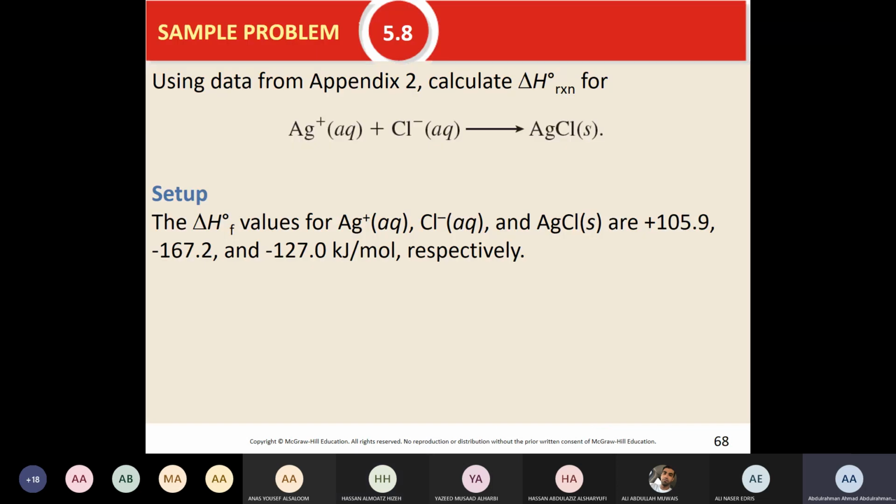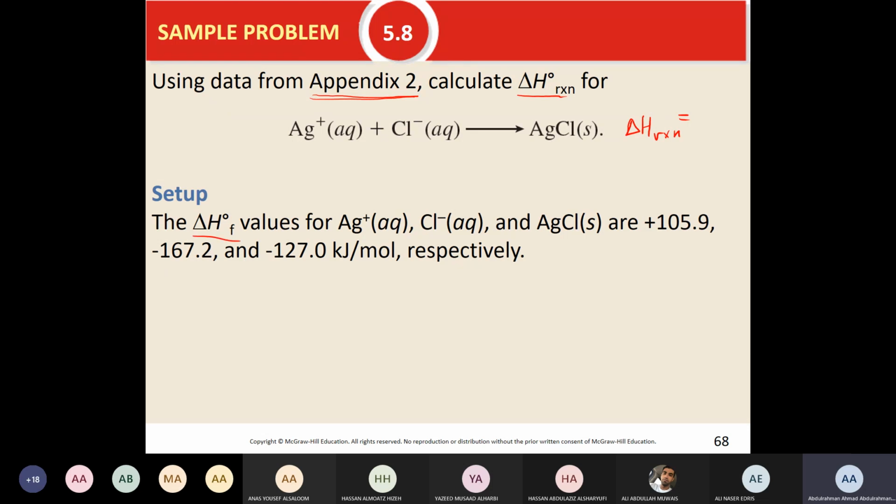We have a chemical reaction now. This is the chemical reaction. Read it carefully. Using data from Appendix 2. If you go to Appendix 2, you'll get the data. But naturally, we brought this data for you. If you go to your book, Appendix 2, you'll find the data available. I want to calculate delta H for this reaction. Can we do it? I give you this information.